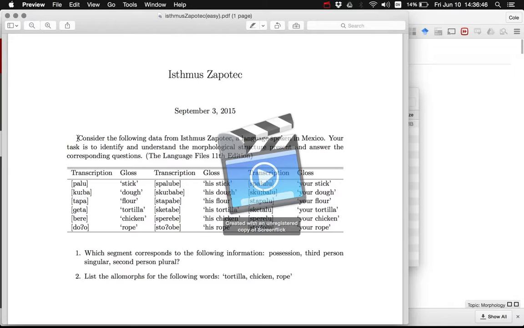So this one just says, consider the following data from Isthmus Zapotec, a language spoken in Mexico. Your task is to identify and understand the morphological structure present and answer all the corresponding questions, and then the source where I got this data set from, which happens to be the language files.